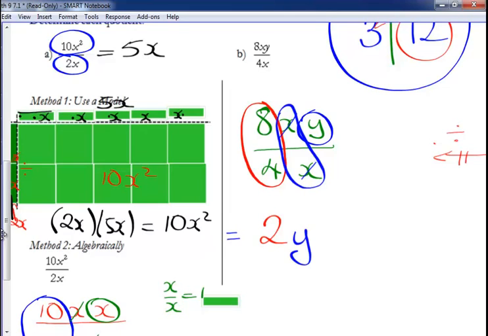Okay, now remember, it's as though it were 2y over 1, because effectively we've got a 1 over 1 there for the x over x, but when it's a denominator of 1, we usually don't worry about putting it in.